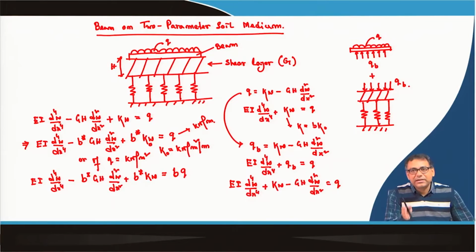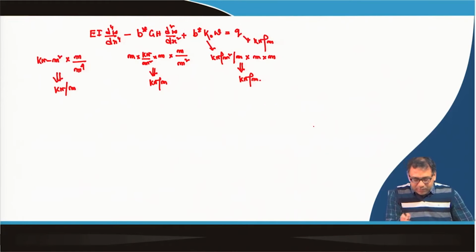But if beam is resting on 2 parameter model, then it is always not B. So, there will be something else. What is that? So, that is why it is written B star. Okay? It is not B, and that we have to multiply with the second term also.